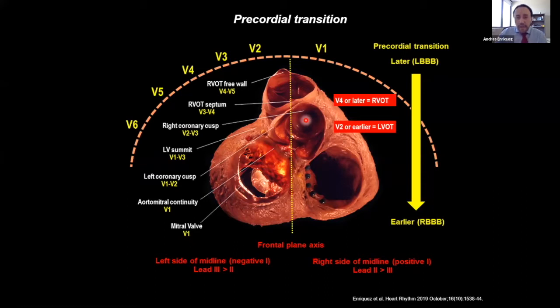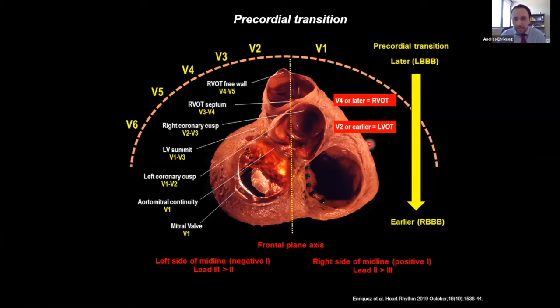So second, we look at transition, and as you see here, the free wall of the RVOT is the most anterior structure, and as we move toward the mitral annulus, the transition gets progressively earlier, and we transition from a left bundle pattern to a right bundle pattern. So when transition occurs at V4 or later, the origin is going to be in the RVOT. When transition is at V2 or earlier, usually the origin is going to be in the LVOT.